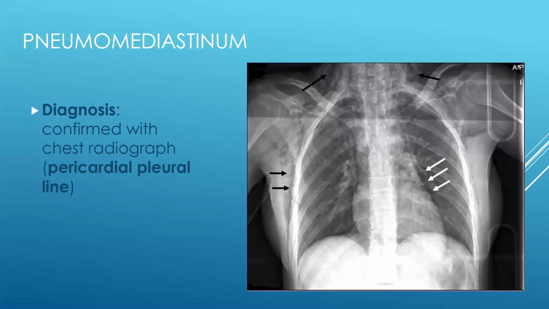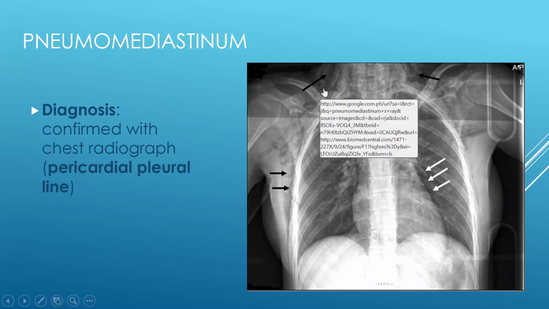Okay. Also, to diagnose, we can confirm the presence of pneumomediastinum by doing your chest X-ray. So on chest X-ray, you might see subcutaneous emphysema. So these black lines actually show us presence of air in the subcutaneous tissue. So that's subcutaneous emphysema. And here you have that dark line between the heart and the lungs. So that dark line is your pericardial pleural line.